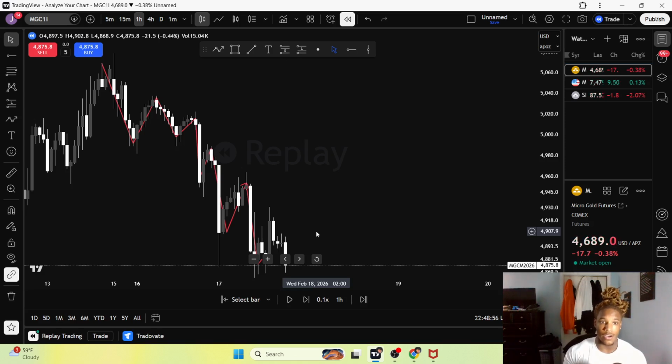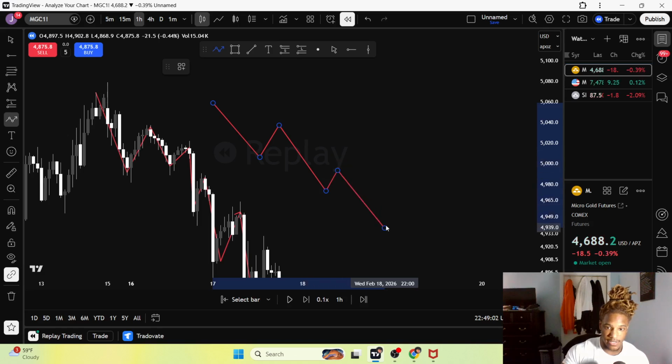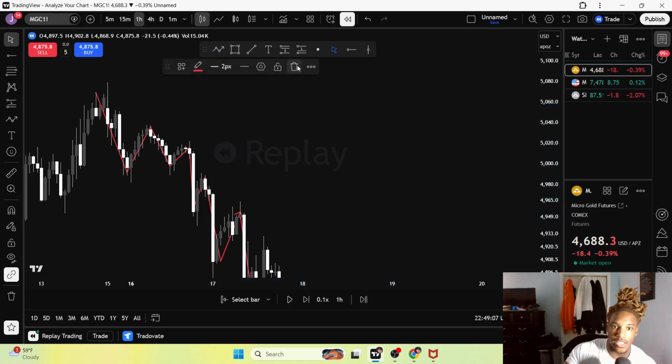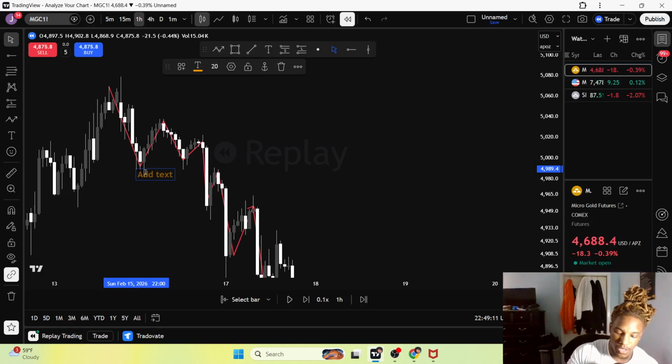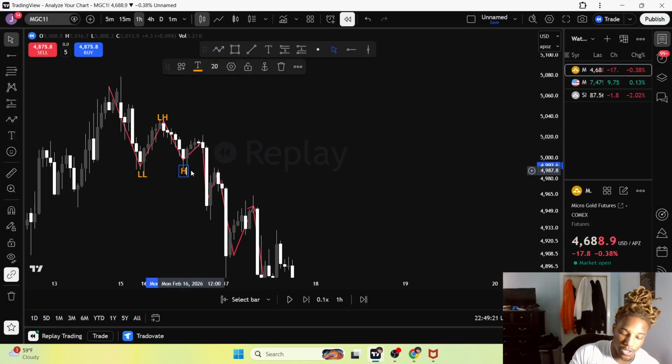Does it make sense now? You see, the market on the downtrend does stuff like this: lower lows, lower highs, and I'll even write it out for you. Look, I'll type it out for you. Look, lower low. Lower high. Unfortunately, this is a higher low.